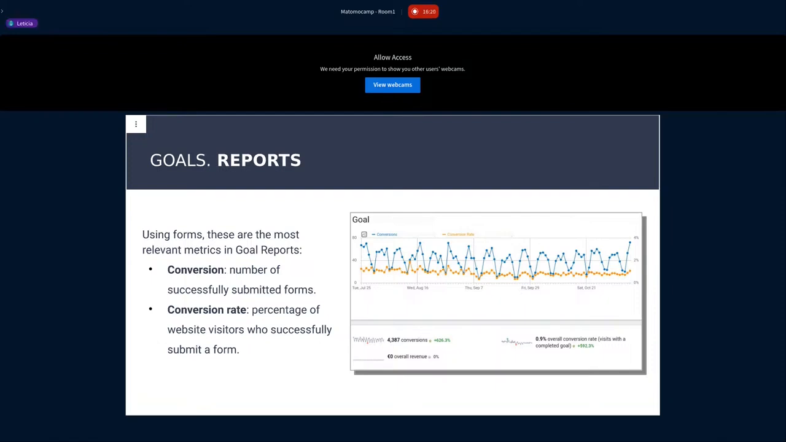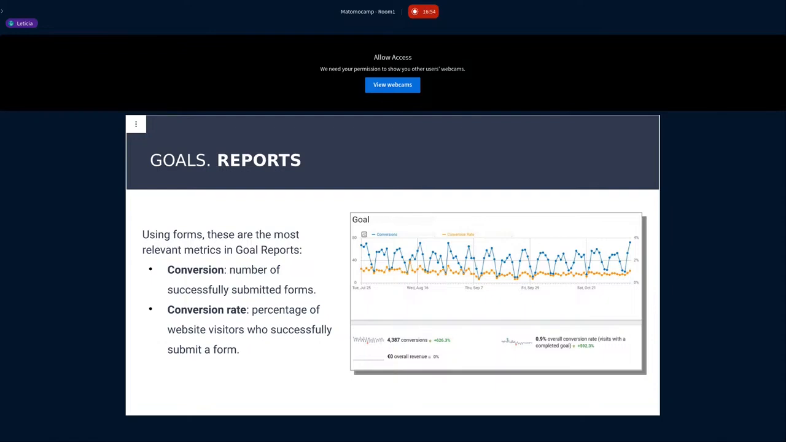For example, in this example, we can see the evolution of the conversion rate for a signing up subscription form, and we can easily detect a conversion pattern. Also, there are metrics about revenue that could be configured with the amount or an estimated value of the conversion, but we don't use these metrics too much with forms, but sometimes they could be useful.